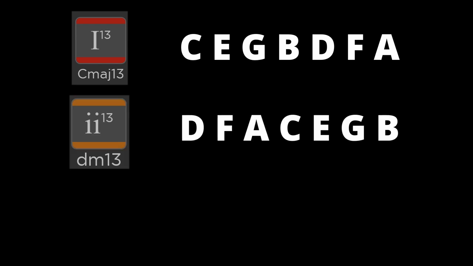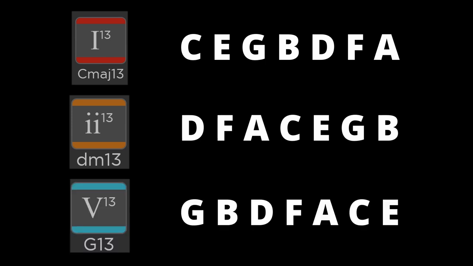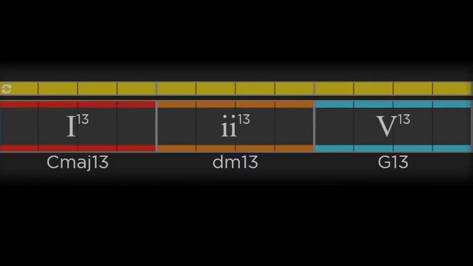D minor 13th, which has the notes D, F, A, C, E, G, and B, and G 13, which is constructed with the notes G, B, D, F, A, C, and E. You can see that these chords all have the same notes, which are the 7 notes in the C major scale. You might therefore expect them all to sound the same, but have a listen to them in order now.